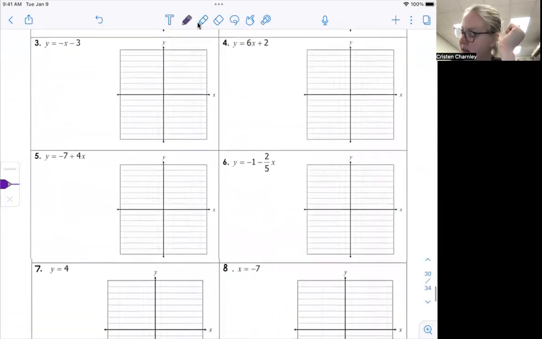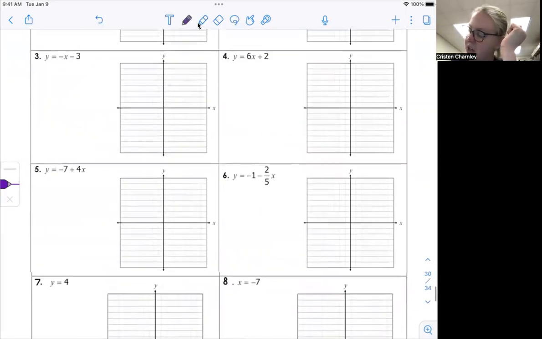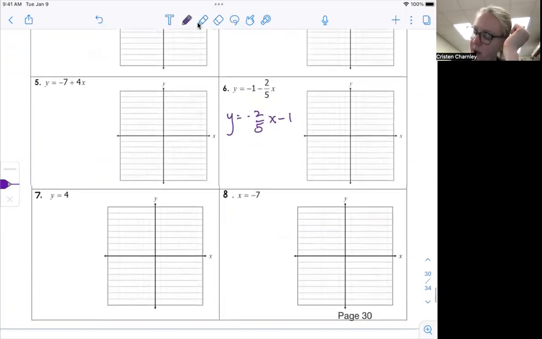Graphing. On number 6 here, you just want to be careful with the order. We're used to the x values coming first, so it might be helpful to rewrite them. Number 7, we have a y equals here by itself. Just a reminder, I'll give you a hint. This one's going to be side to side, horizontal. Number 8 is going to be vertical.